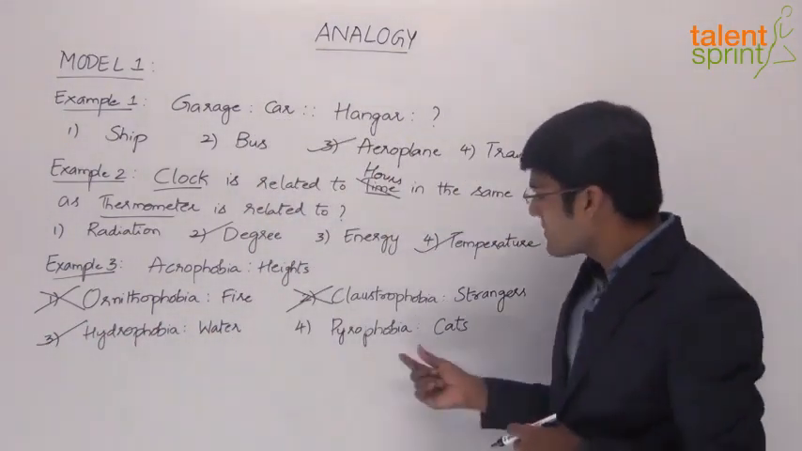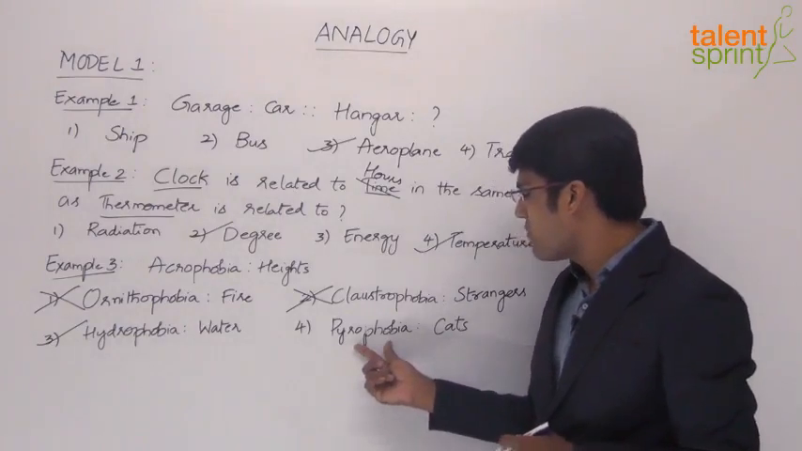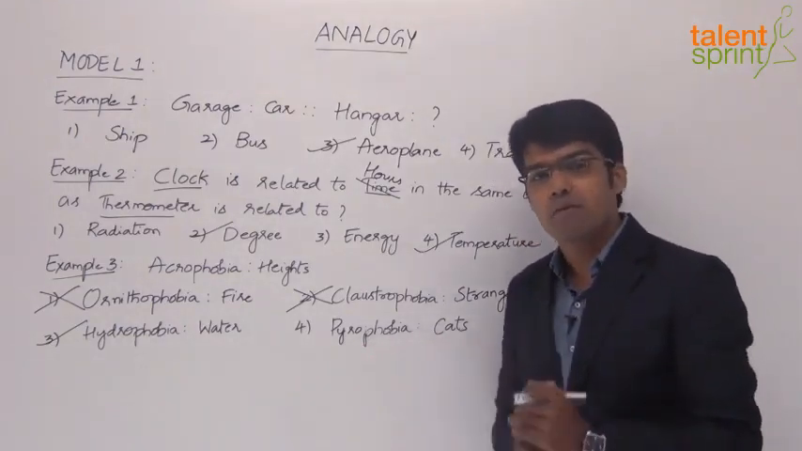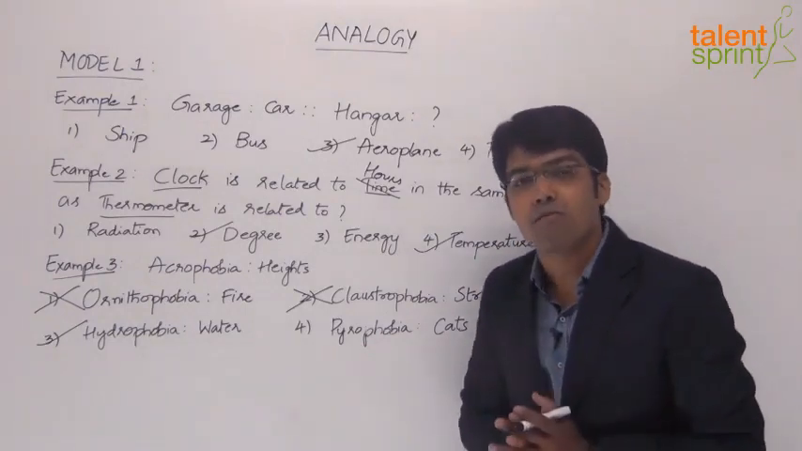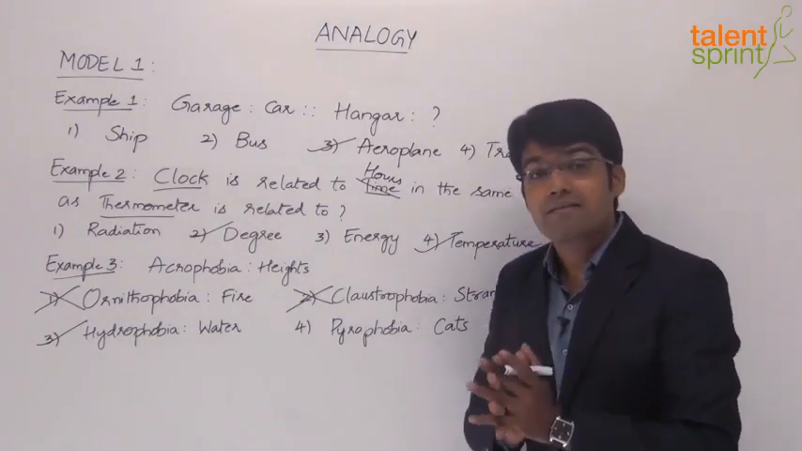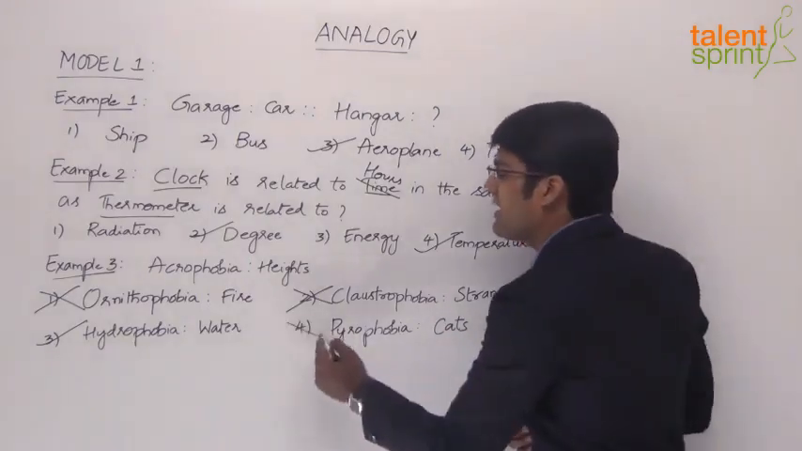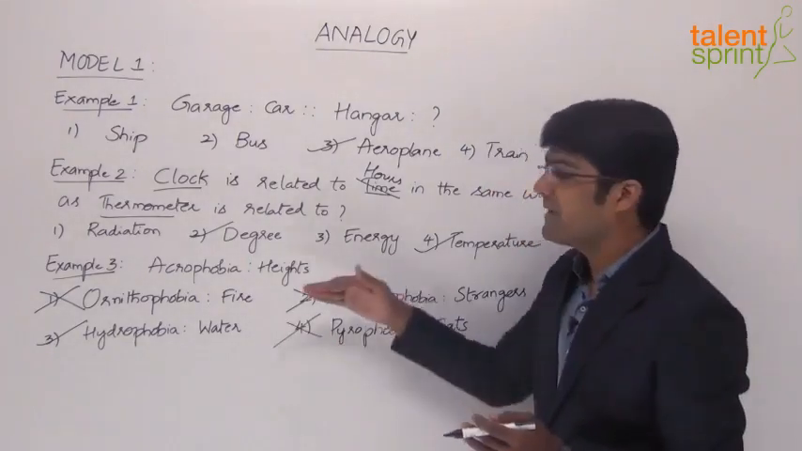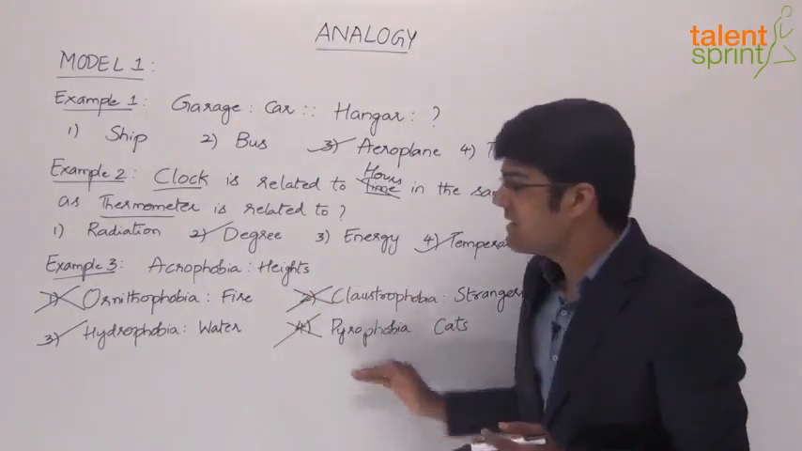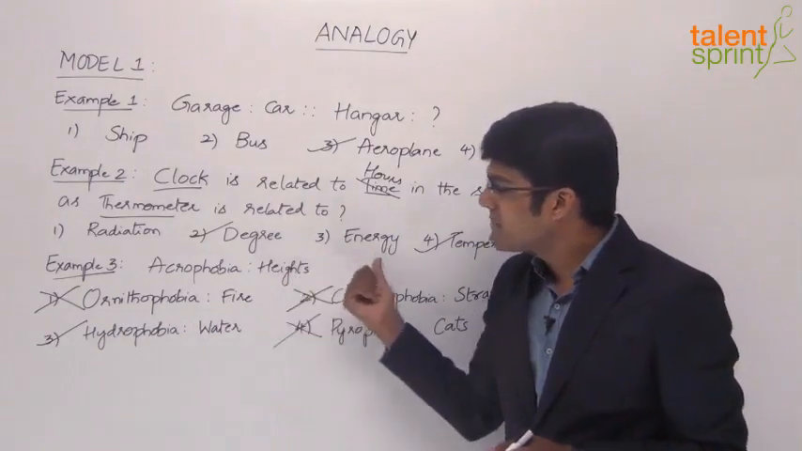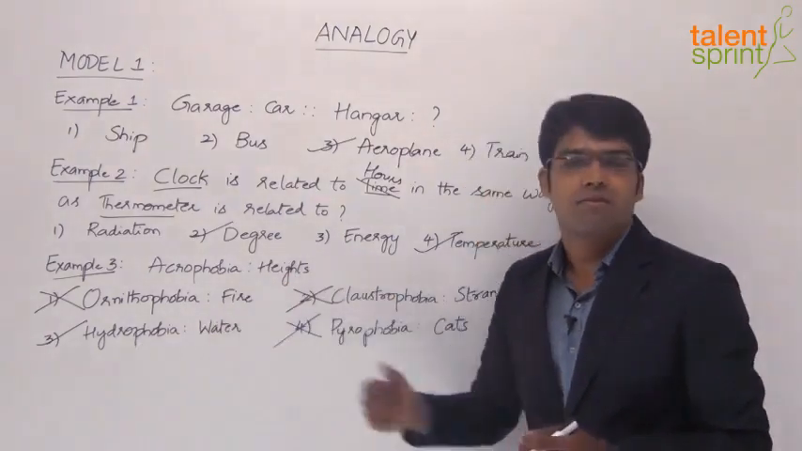Anyway, if you go for the fourth option, the fourth option here is pyrophobia. Pyrophobia is to cats. What is pyrophobia? Pyrophobia is the phobia of fire, right? This is the fear of fire. But the given word here is cats. So fourth option anyway is wrong. So this way, by eliminating the wrong answer options, we can find out the correct one. So acrophobia is the fear of heights. In a similar way, hydrophobia is the fear of water.